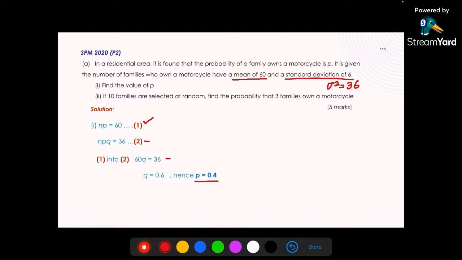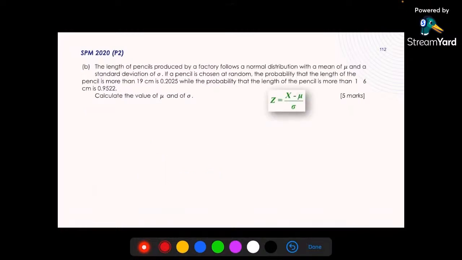Now kita pergi pada the next question. If 10 families are selected at random, find the probability that exactly 3 families own a motorcycle. So kalau ni akan jadi P(X = 3). Kita gunakan formula yang biasa je. 10C3 times 0.4 kuasa 3 darab dengan 0.6 kuasa 7, which is 0.2150. This is the probability that 3 families own a motorcycle. Okay, next question, Paper 2 for this one.